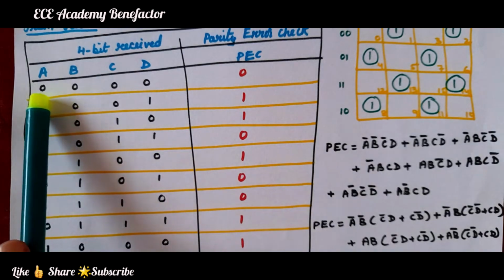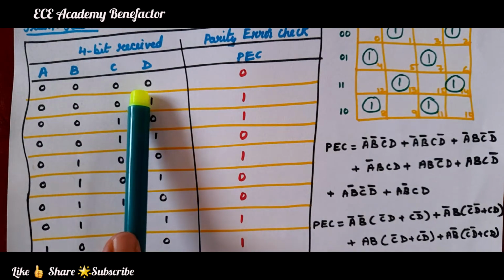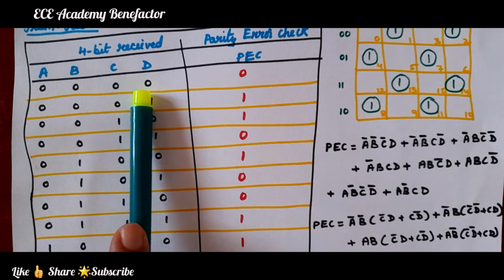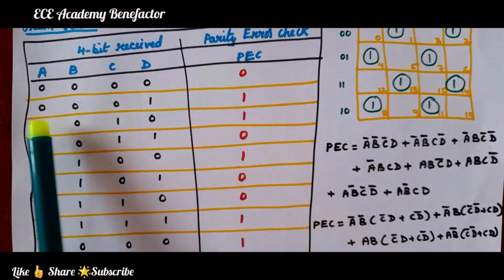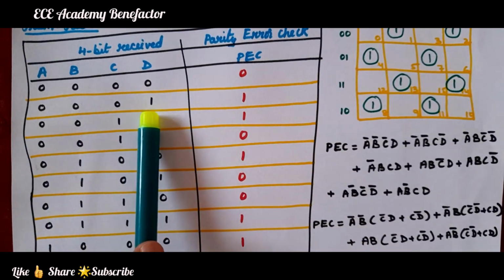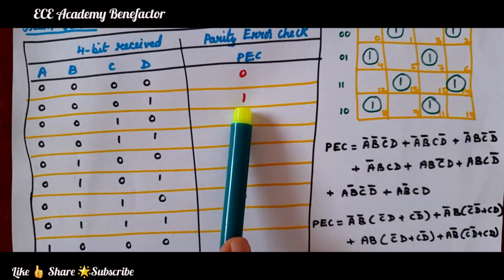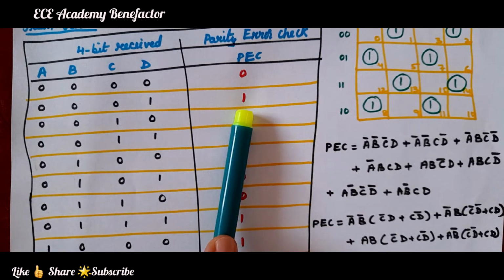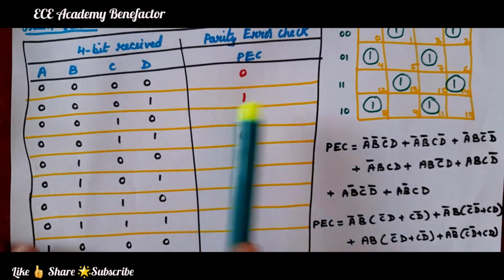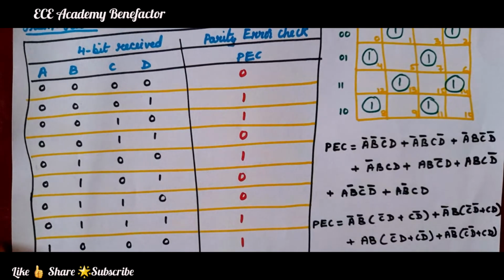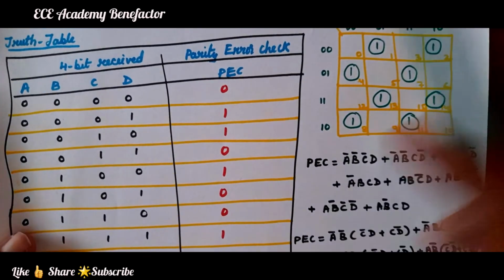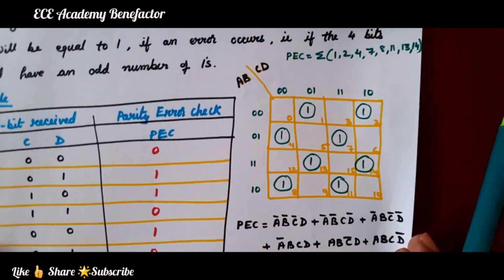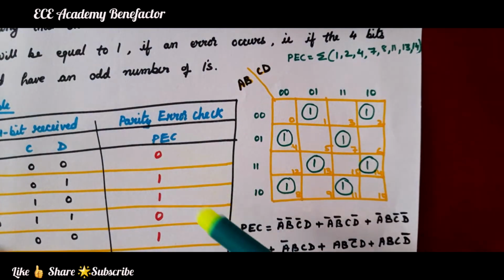Let us see the first one. 4 zeros. 4 zeros means there is no error. So it is PEC 0. 0001, odd number of ones, an error is there. So it has generated 1. So when error is there, it is indicated by high value 1. If no error, 0, off. Okay. So likewise we have completed this truth table and observed that this PEC is having a list of minterms where we are having ones.